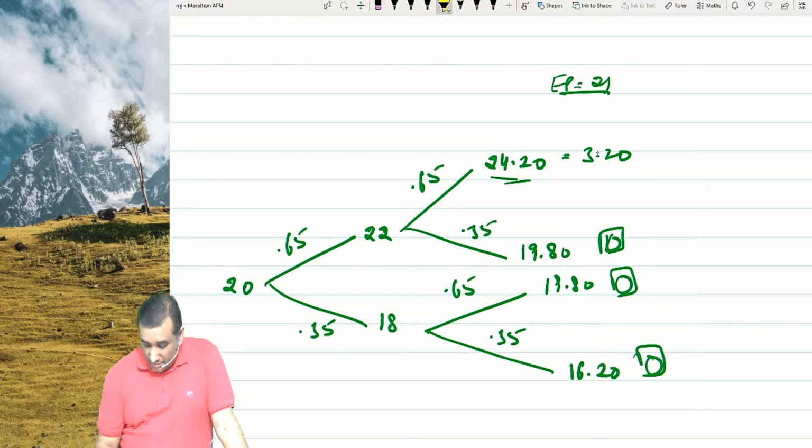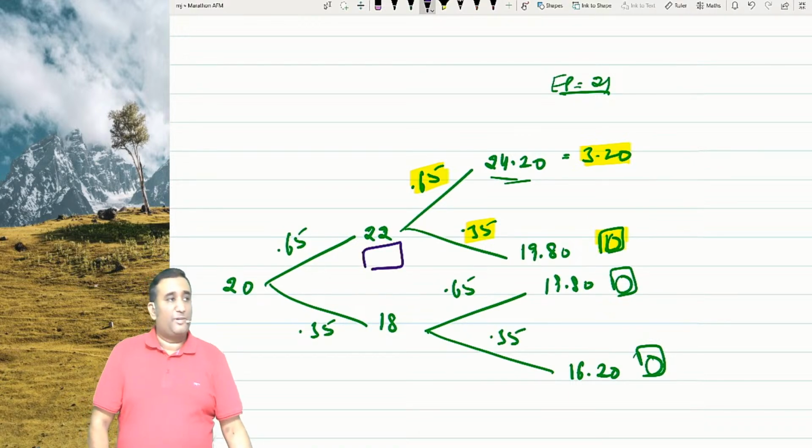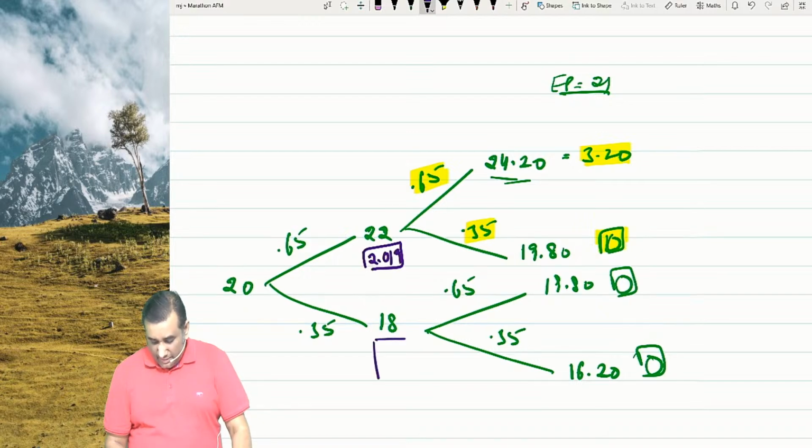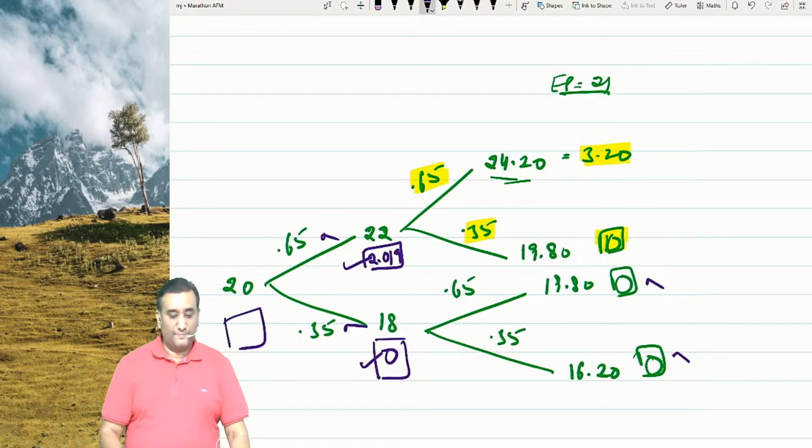Now in this case, 3.2 into 0.65 plus 0 into 0.35, bring it back 3 months, divide by 1.03, you will get some value here. Basically you are calculating the present value, nothing else. 3.2 into 0.65 plus 0 into 0.35 divide by 1.03, you will get some value, 2.019. Then you can calculate 0 into 0, it will become 0, and then this into probability, this into probability, you bring the value here.